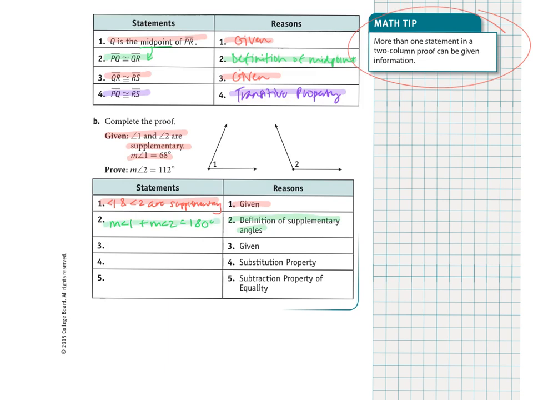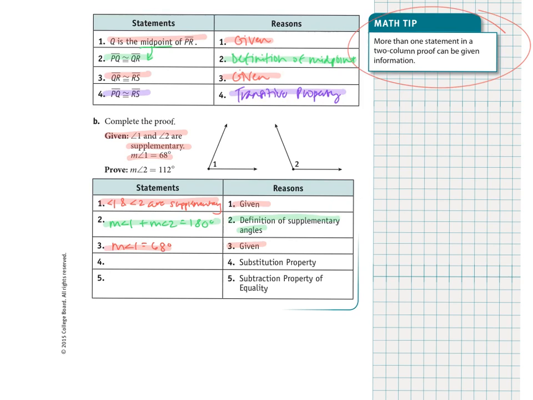Now we're going to go ahead and look at number 3. Well, it gives us a little bit of a hint. We have our other piece of given information. So lo and behold, we're going to put in the measure of angle 1 equals 68 right there. That was our measure from up here. Okay, and we want to go ahead and look at how do we get to step 4.